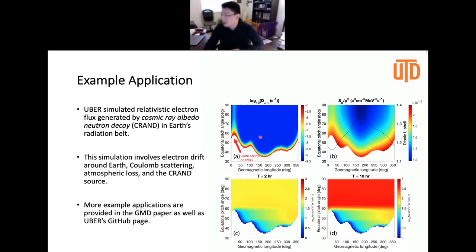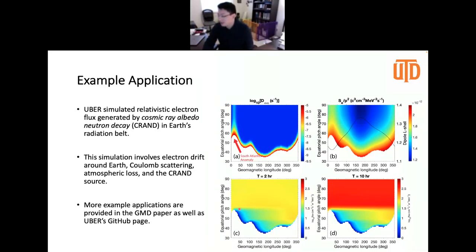This panel shows you the intensity of the Coulomb scattering. This panel shows you the intensity of the current source to generate the electrons. And the bottom rows show you the simulated electron flux from a blank radiation belt after 2 hours and after 10 hours. There are two electron populations. One population is above 60 degrees of pitch angle.